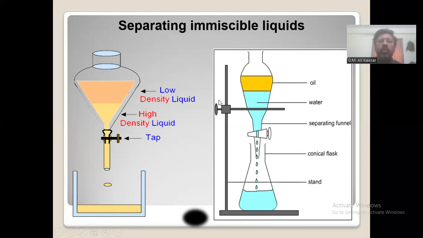So by this process, we can separate components of two different fractions. Here, I have given the example of oil and water. I hope you understood. Let me change the slide now.